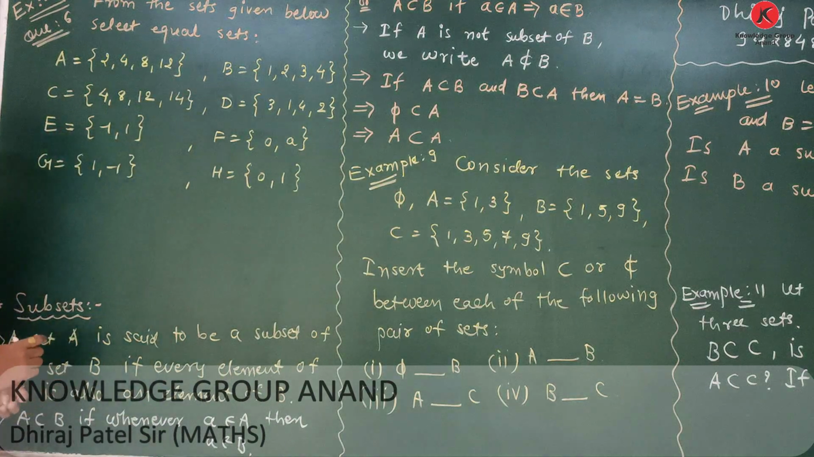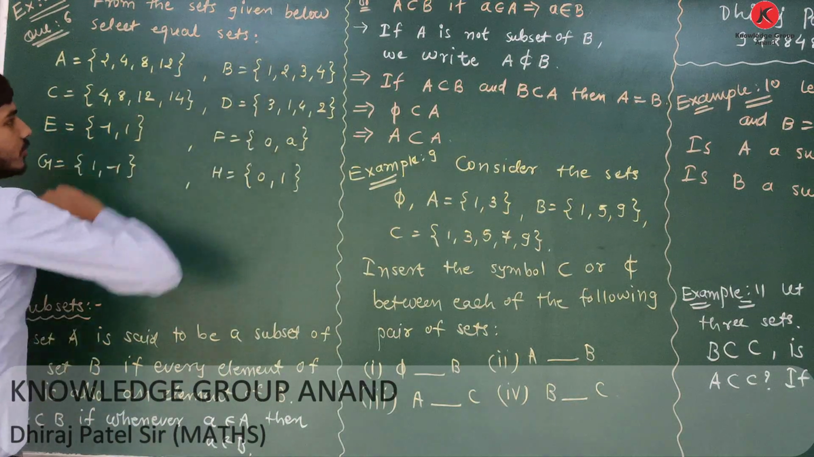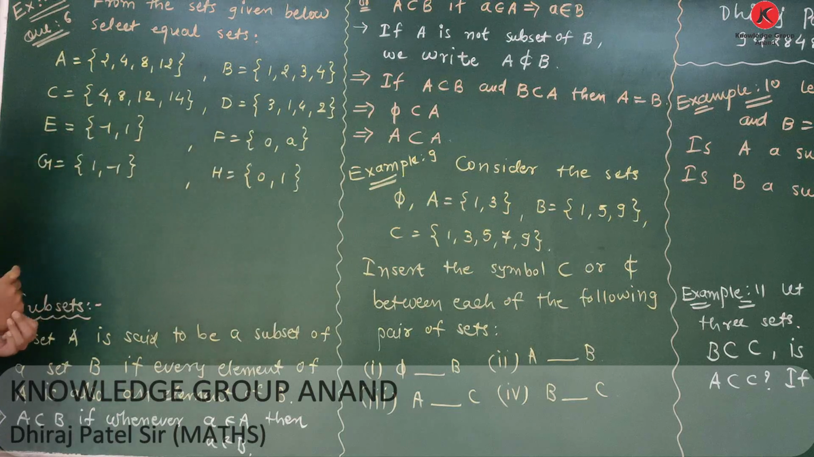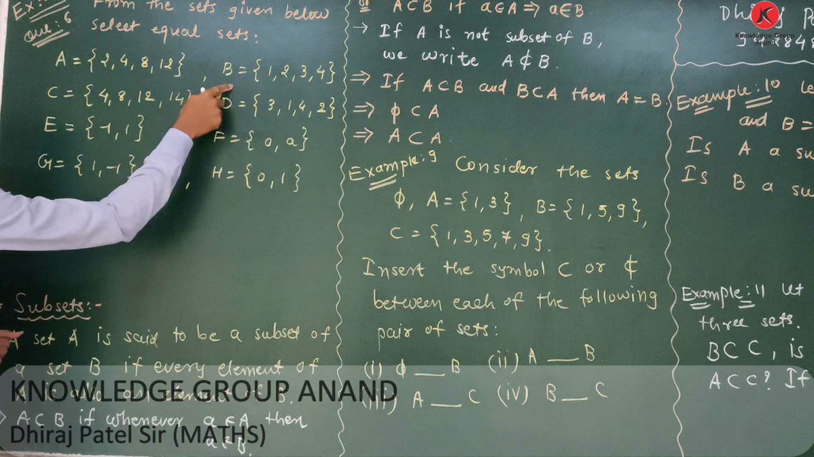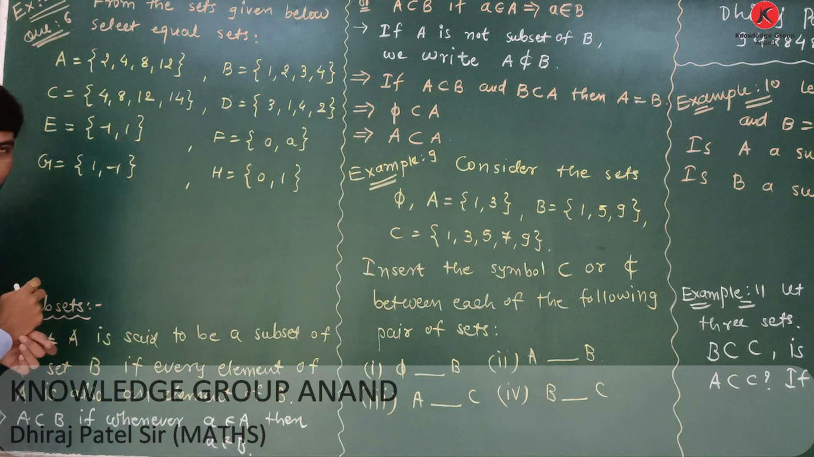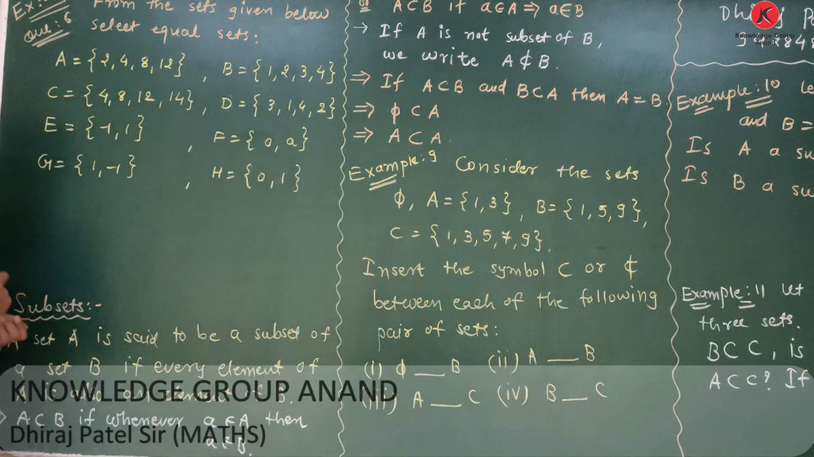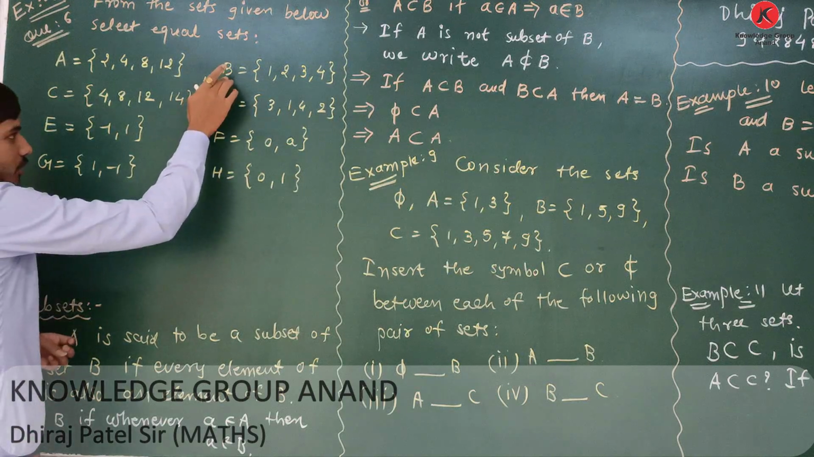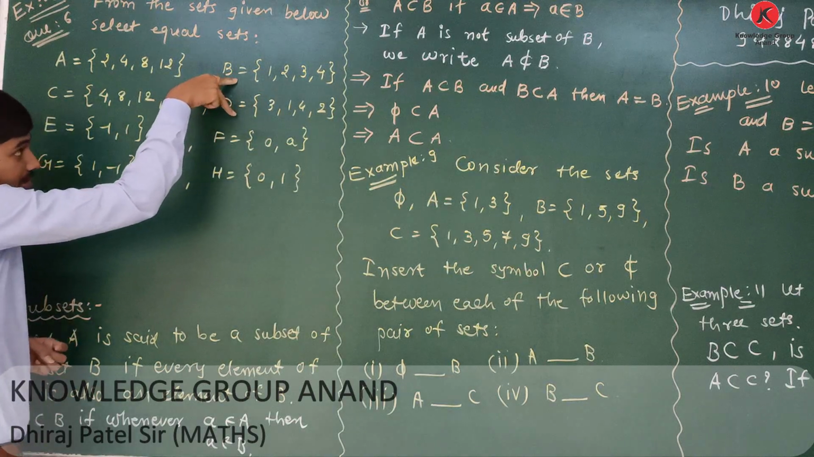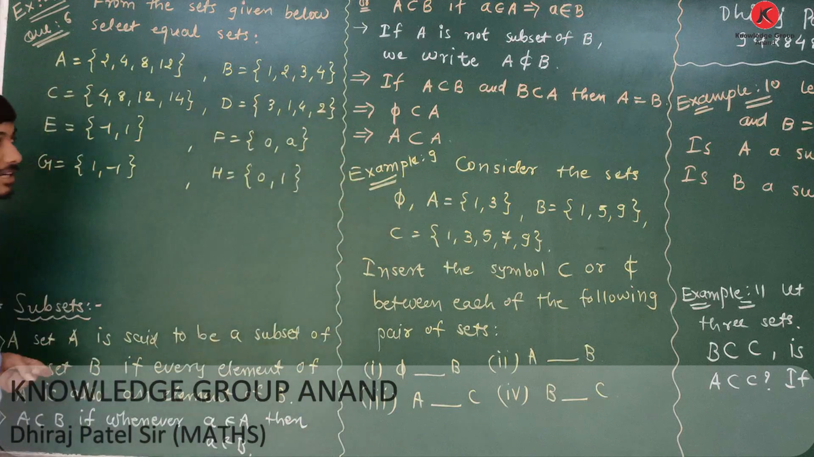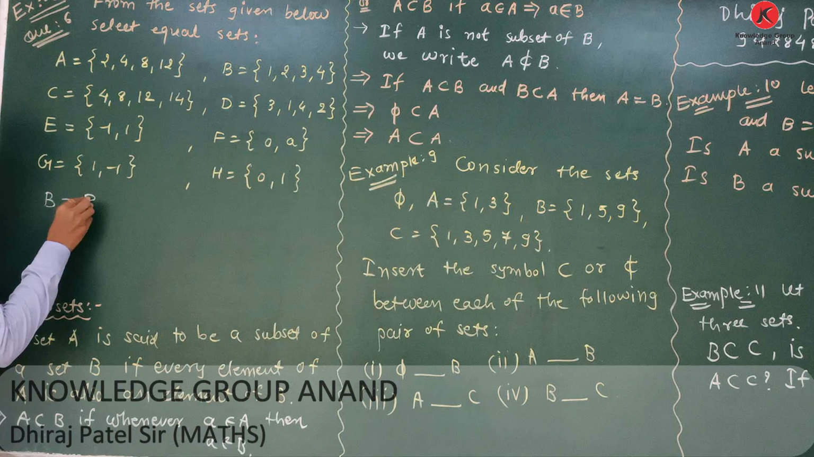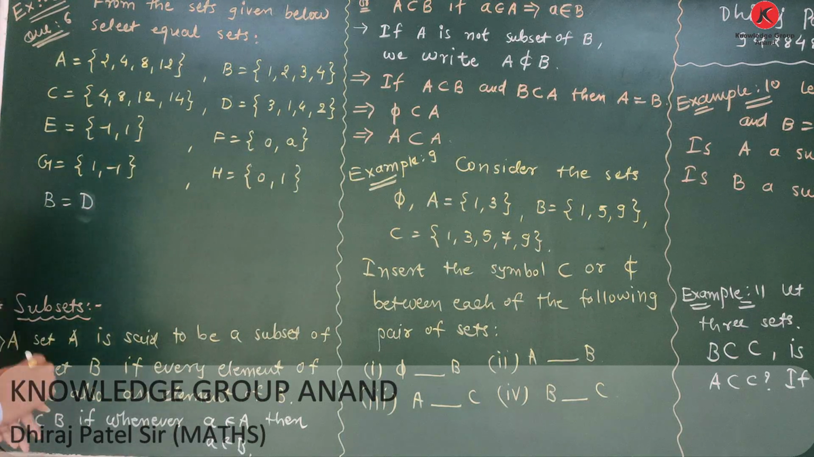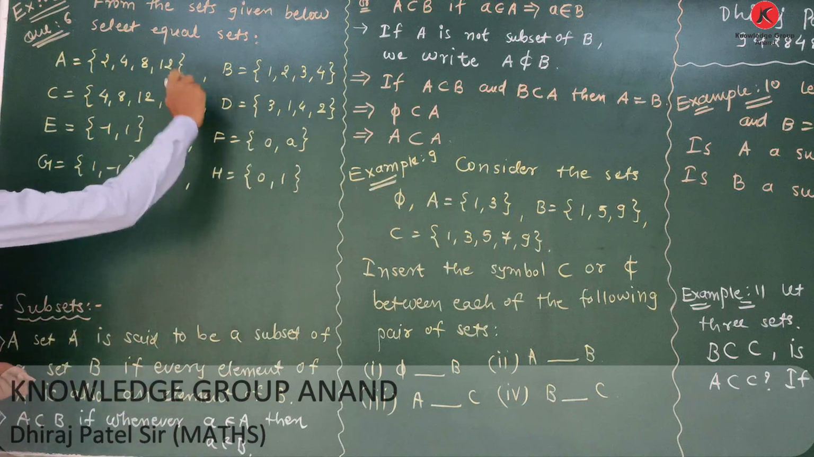Now, take set B: 1, 2, 3, 4. Compare it with other sets. Therefore, set B is not equal to set A. Set B is not equal to set C as well. Now see here, sets B and D have exactly the same elements. Therefore, the equal sets are B and D. Therefore, B equals D is the answer for the equal sets pair.